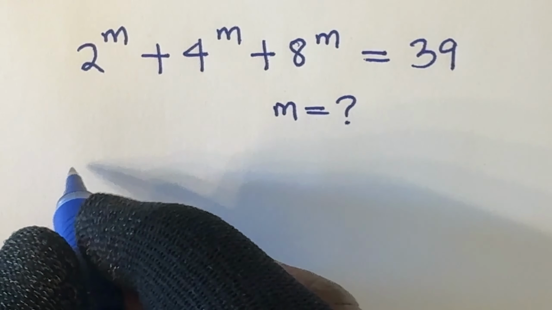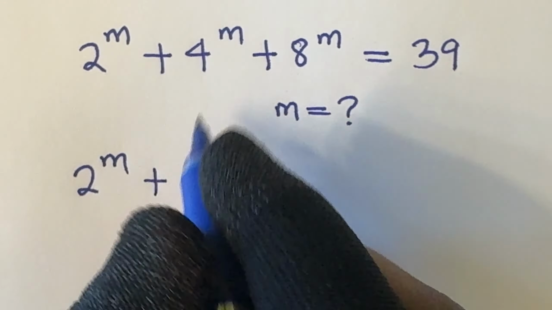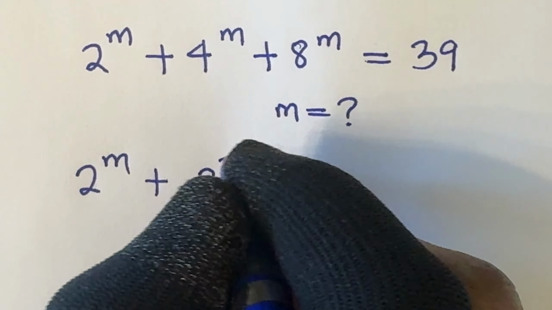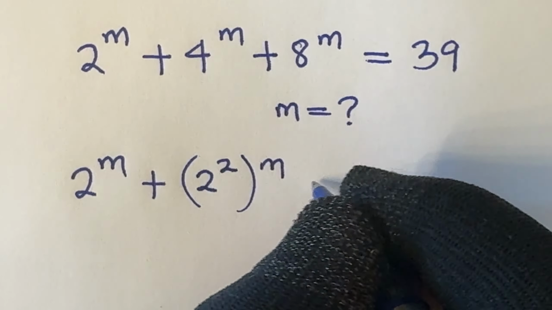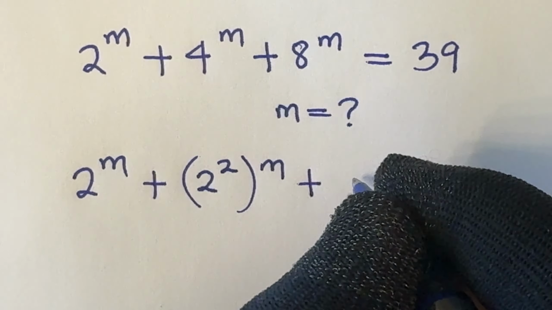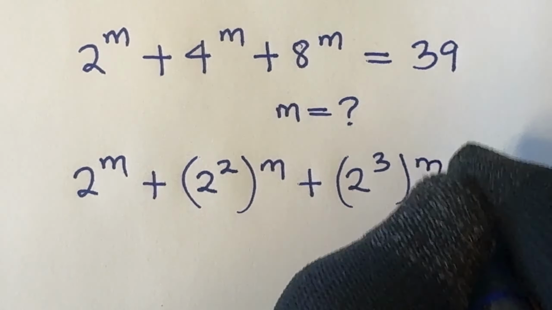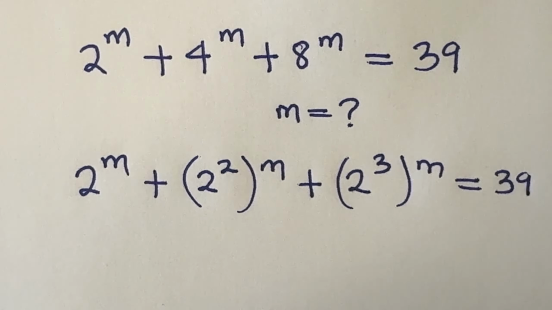This is 2 raised to power m, and then 4 raised to power m I'll express as 2 raised to power 2, then raised to power m, then plus 8 I will express as 2 raised to power 3, then raised to power m, equal to 39.